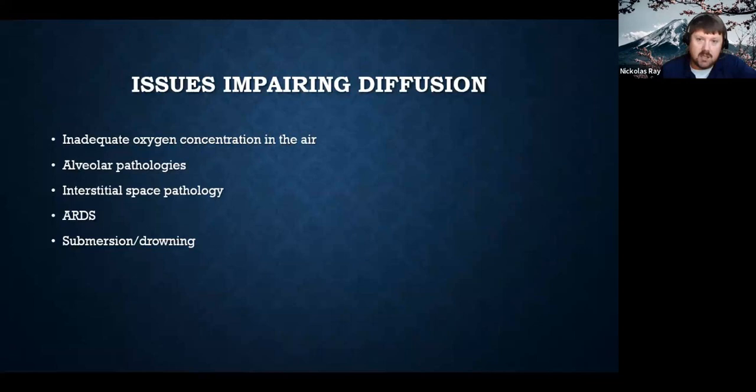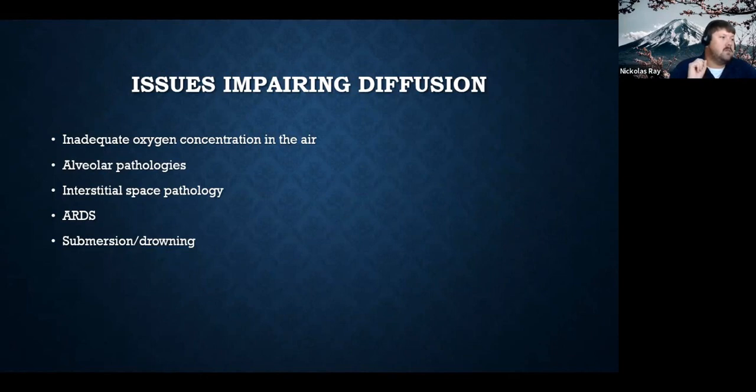What about diffusion, or as I mentioned earlier, respiration? So we've got ventilation and we've got diffusion. And diffusion is going to be the movement of gases, right? The ability of movement of gases across the cell membrane and the capillary membrane. Inadequate oxygen concentration in the air. Obviously, we've got to be able to have a certain amount of atmospheric pressure to keep, remember these terms, partial pressures. Our blood has to have a certain amount of partial pressure of a particular gas in order for us to have good diffusion. Alveolar pathologies.